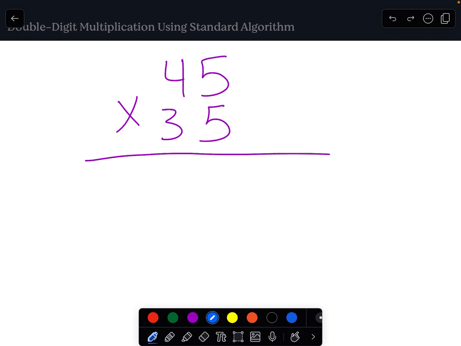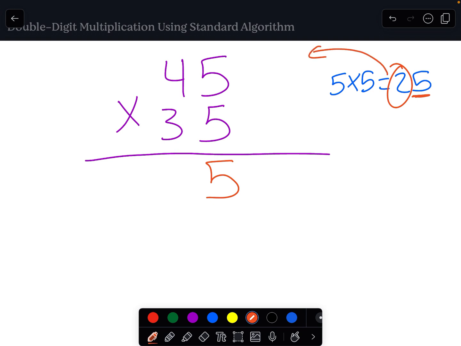So we're going to do 5 times 5, and that equals 25. And here's where it gets interesting. We're going to take the number in the ones digit and drop it here. And we're going to take the number in the tens digit, and we are going to add it to the product of 5 times 4. I don't know if all those marks are distracting, so let me move them out of the way.